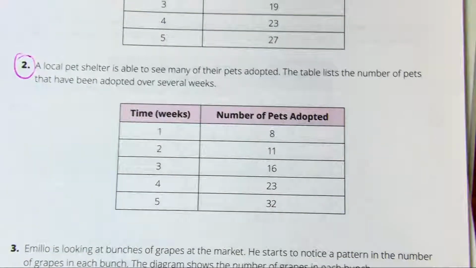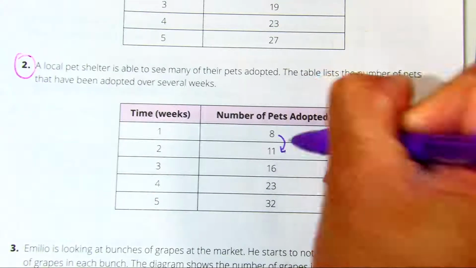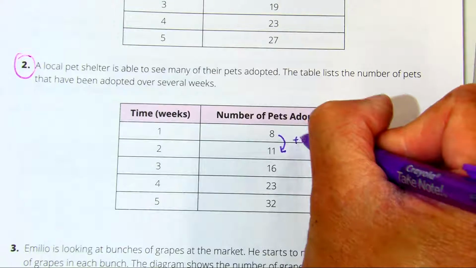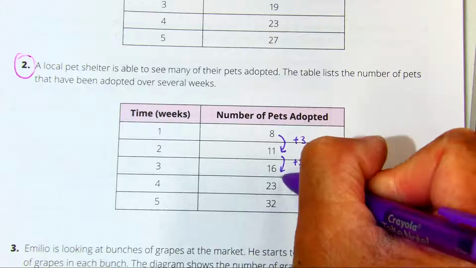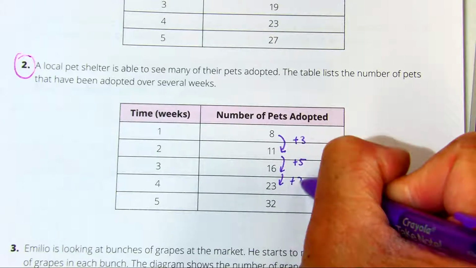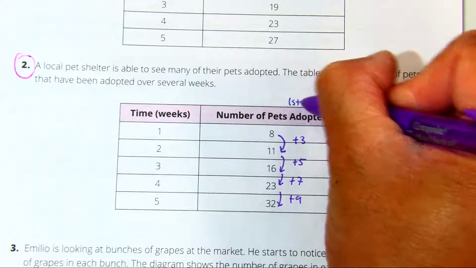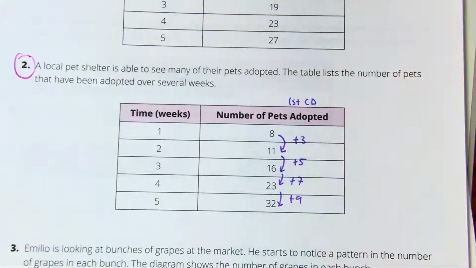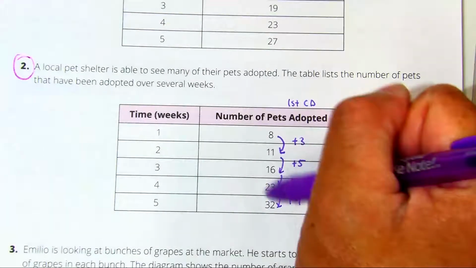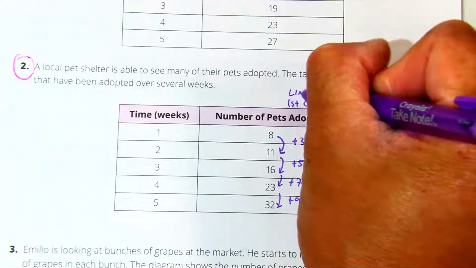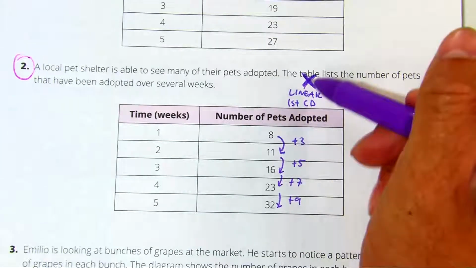Alright, the first thing I'm going to do is figure out, is this addition or subtraction? What is it, class? Addition. So I have plus 3. How about here? Plus 4. Plus 5. Plus 7. Plus 9. So this is called, in purple here, the first common difference. Class, do I have a first common difference? Is it all the same number? No. If this was all the same number, this would be linear. And it's not linear, because it's not the same number.